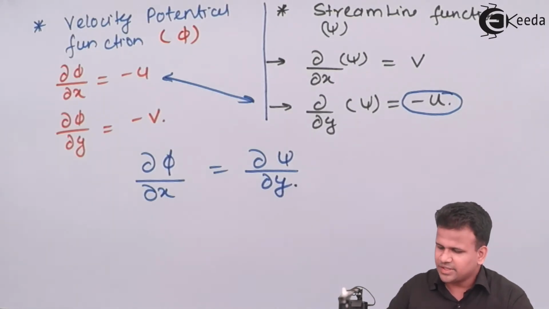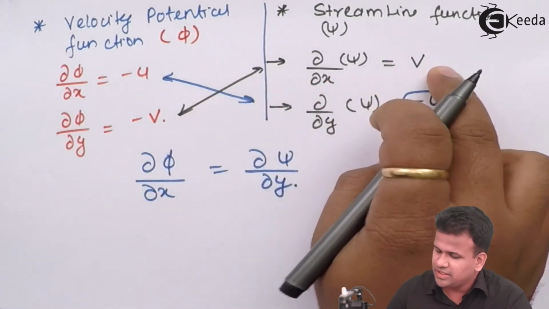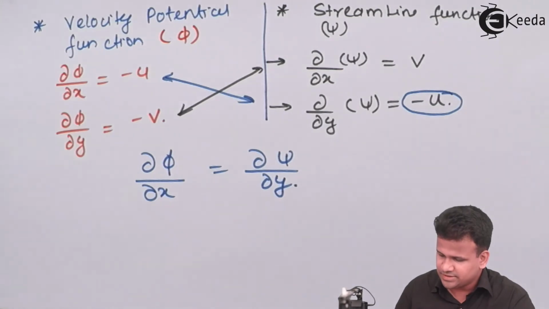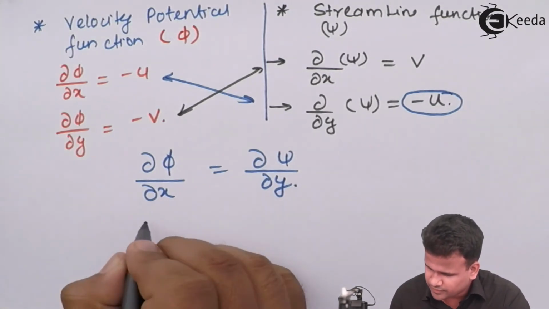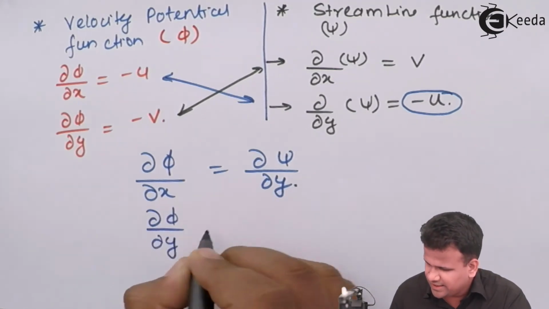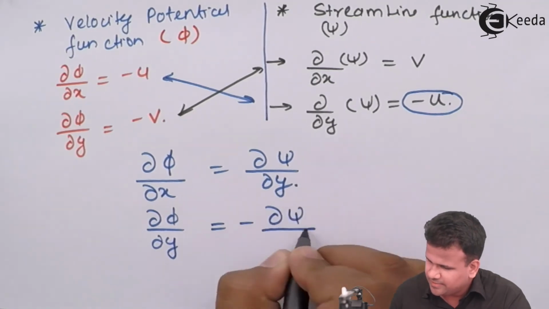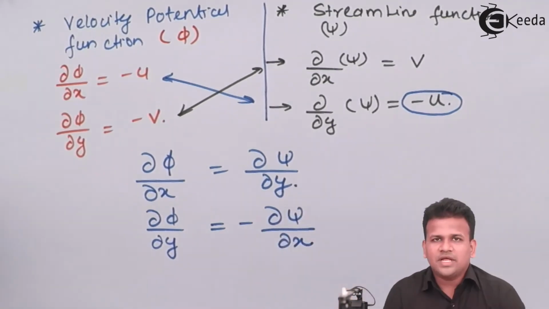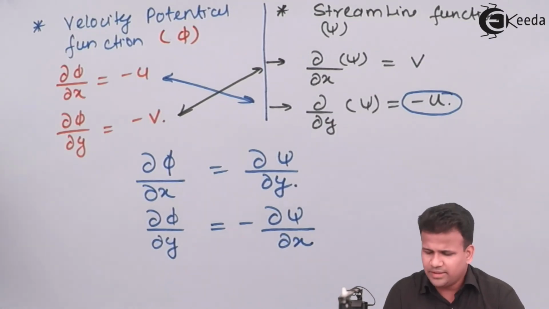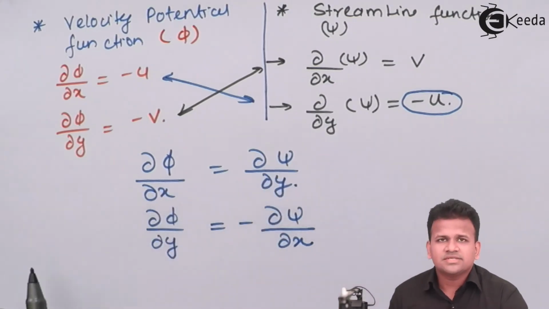And the next combination will be doing these two values, that is combining v over here. So what do we get over here is dou phi by dou y is equal to minus of dou psi by dou x. Now we have combined these two equations into one format that gives us relationship between phi and psi.